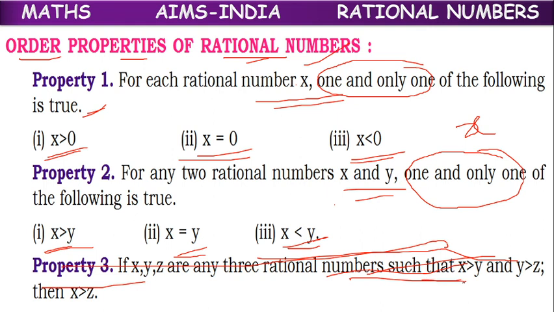Property 3 about three rational numbers is incomplete, children. We can learn it later. So these are the order properties.